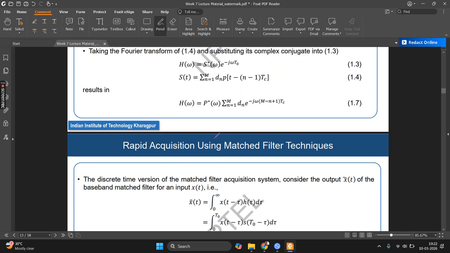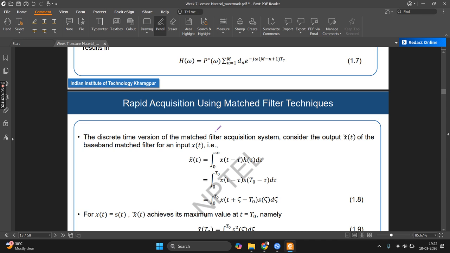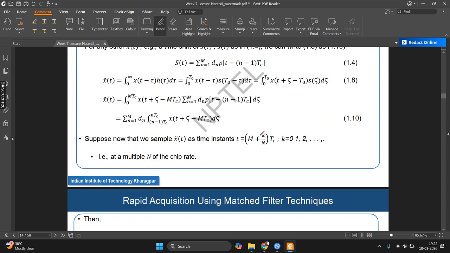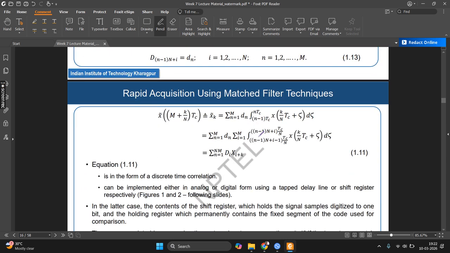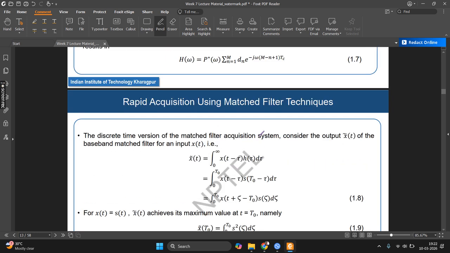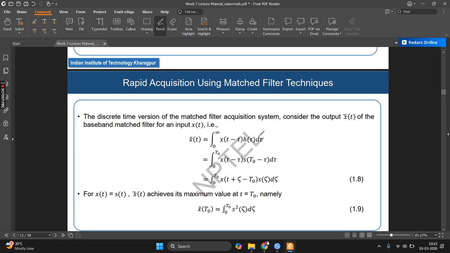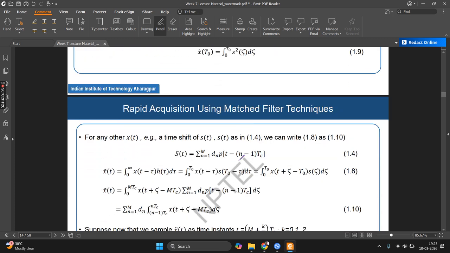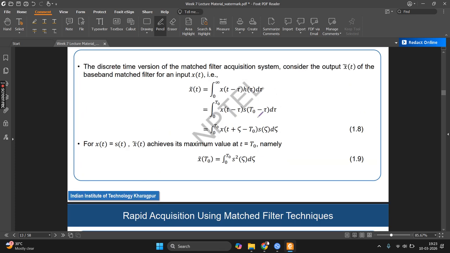So now you will go to a discrete time version, the discrete time version of the matched filter acquisition system. The previous matched filter acquisition system was a continuous system. Now if you want to discretize that system, the steps are that basically you have to modify this integration.